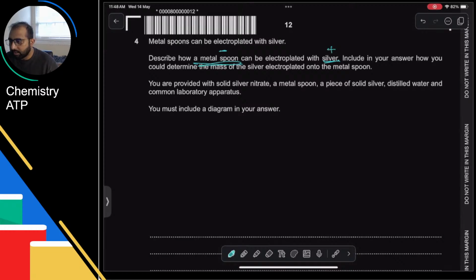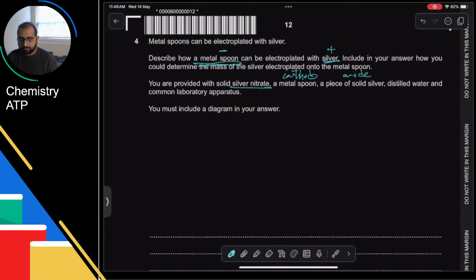Yes, this is March 2025. You're provided with solid silver nitrate. That is the electrolyte that we're going to have. Metal spoon, that is the cathode, sorry, not anode, cathode, my bad. I've already written it. So cathode, this is going to be the anode, and distilled water. Distilled water is basically to increase the quantity of the solution.